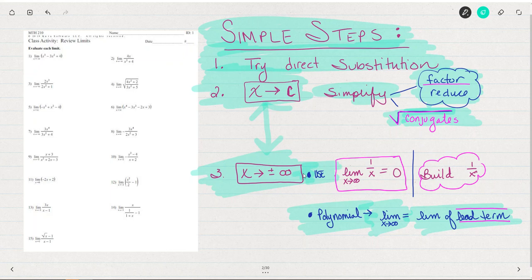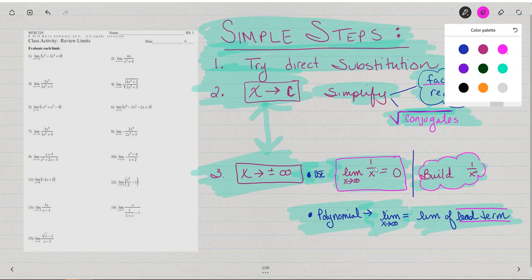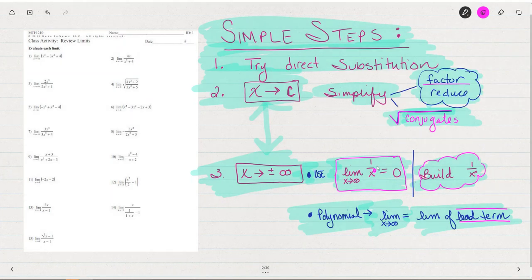Sometimes we have a rational expression, and do you remember this process? We're going to build 1 over x powers, 1 over a power of x, because the limit as x approaches infinity of 1 over x is equal to 0. And I can apply any power of x to this, like 1 over x squared. The limit as x approaches infinity of 1 over x squared is 0. The limit as x approaches infinity of 1 over x to the 5th is 0. So any power of x.